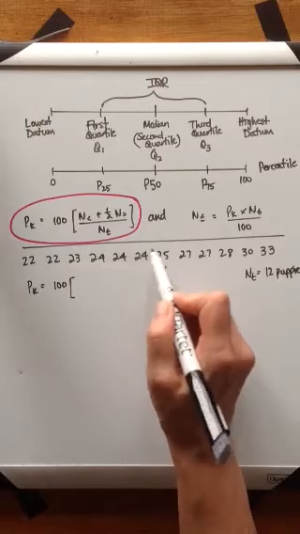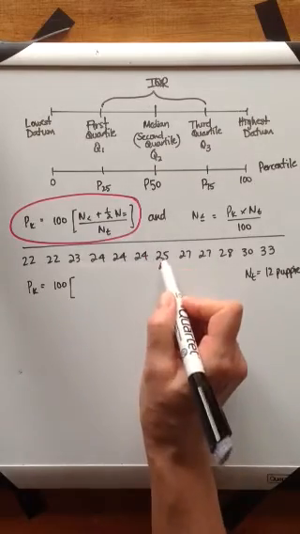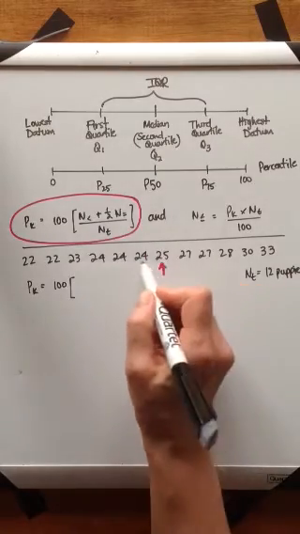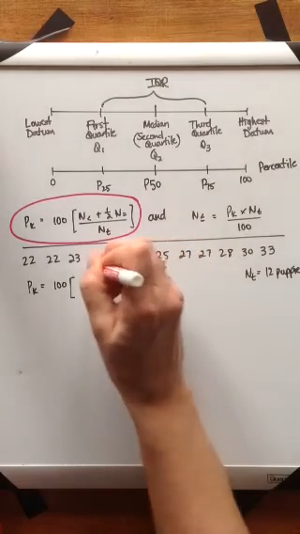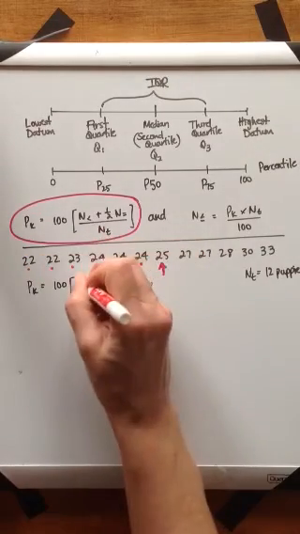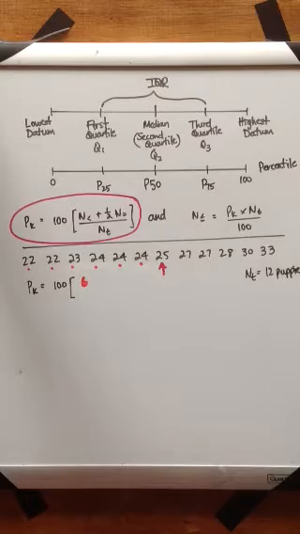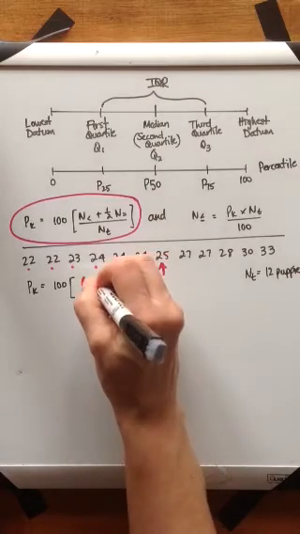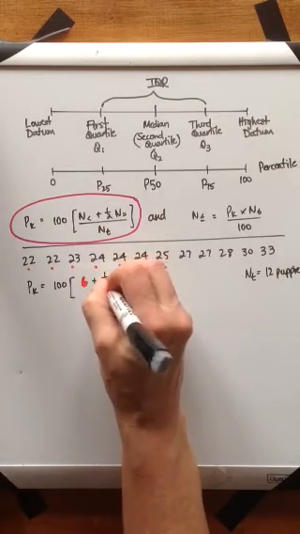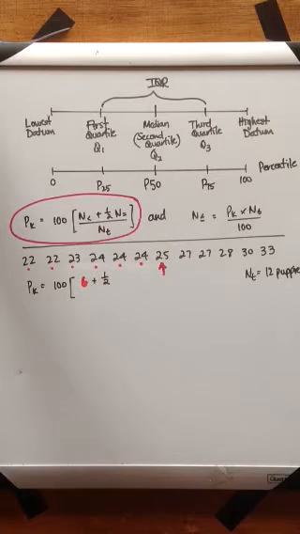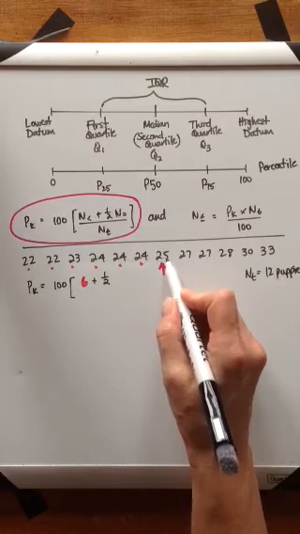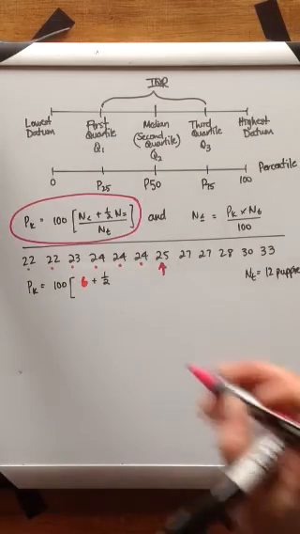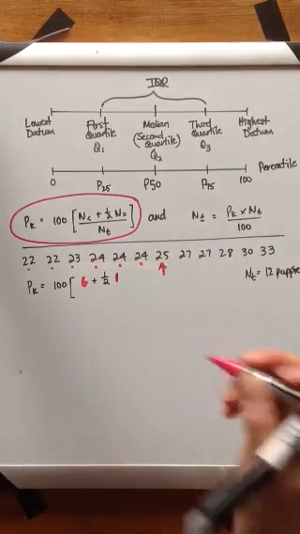So from here, we're going to count the number of data points that are less than 25. In that case, we have 1, 2, 3, 4, 5, 6. So perhaps what I'll do here is I'm just going to put a dot under each one of these, and I'll put a 6 so that you know where that number came from. And then we're going to add a half of the number of puppies that have that data point value, in this case 25. So there is only one puppy that has that value of 25.